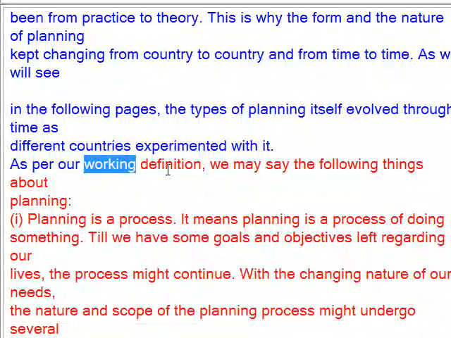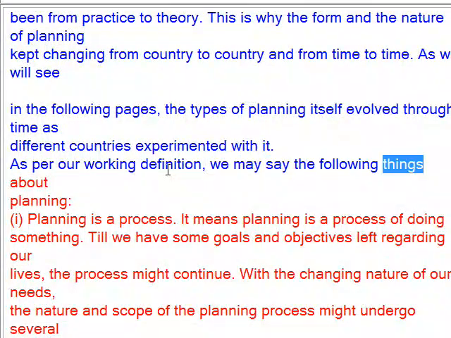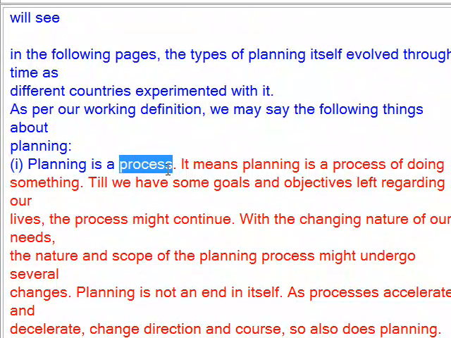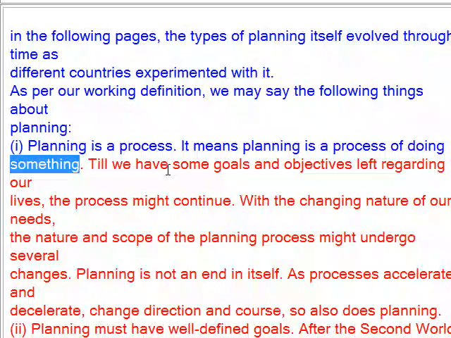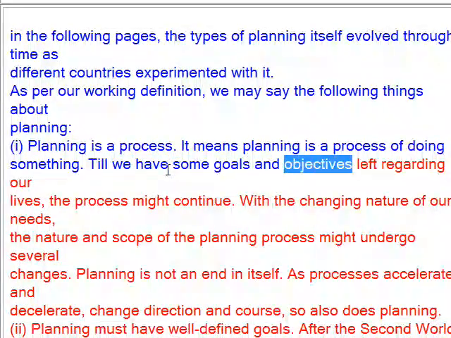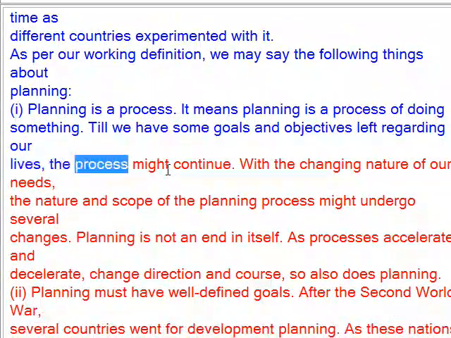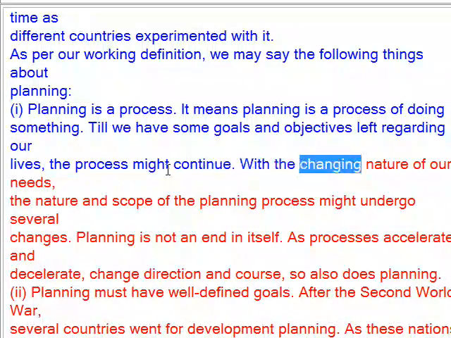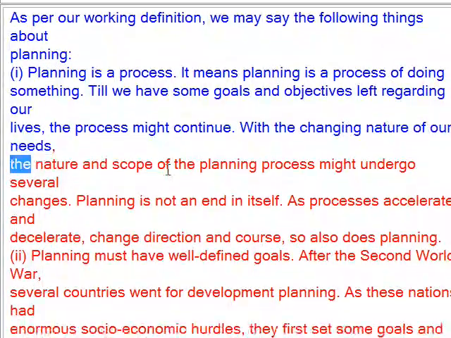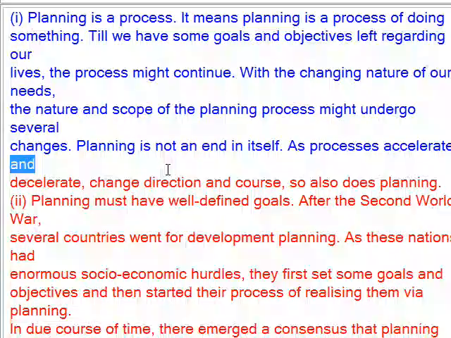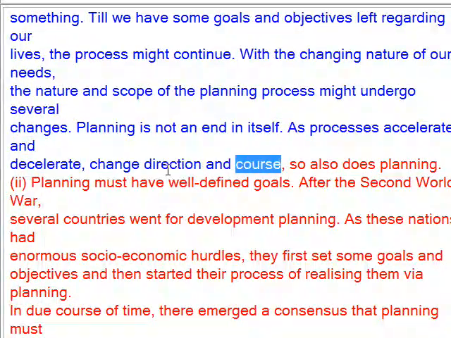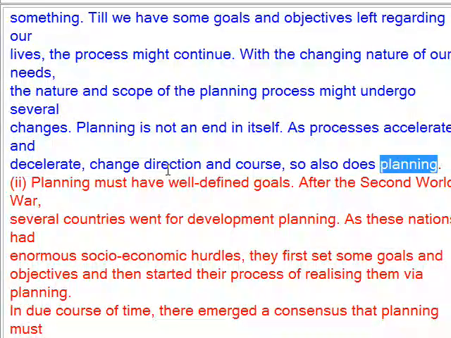As per our working definition, we may say the following things about planning. Planning is a process. It means planning is a process of doing something till we have some goals and objectives left regarding our lives. The process might continue. With the changing nature of our needs, the nature and scope of the planning process might undergo several changes. Planning is not an end in itself. As processes accelerate and decelerate, change direction and course, so also does planning.